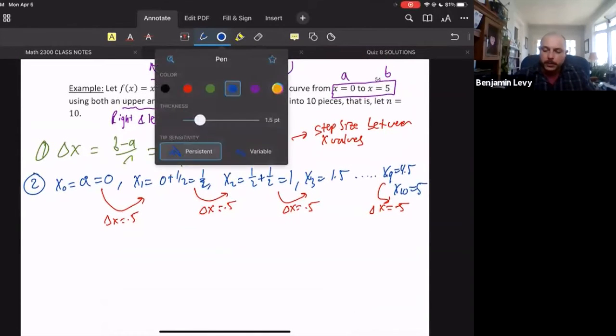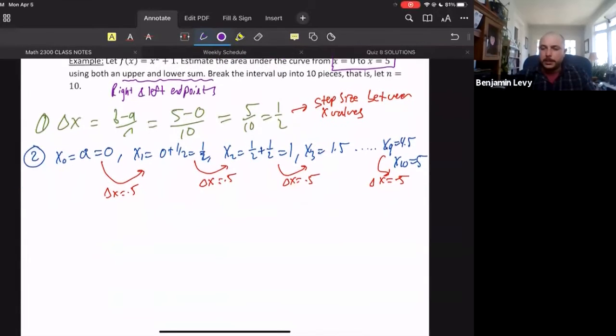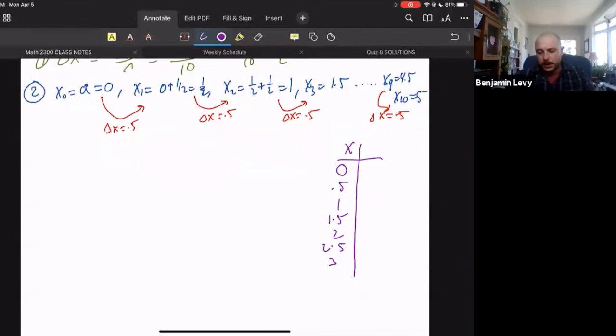Oftentimes when I'm in person, I will show people how to calculate function values quickly on a graphing calculator. If you have some trick you like to use to do that, that'd be fine. I usually don't involve it in questions on tests, but I'm just going to make a quick table. I did this ahead of time. The x values are as follows: we started at 0 and we're taking steps of 0.5. So 0.5 is the first one, then 1, 1.5, 2, 2.5, 3, just step sizing 0.5 all the way up to the ending point.